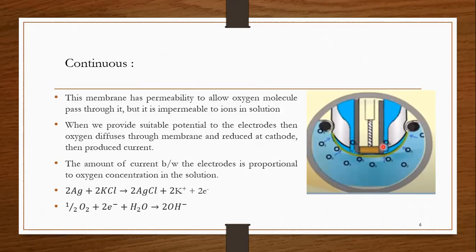So the amount of current identifies the concentration of oxygen in a solution. Here are the reactions which take place. This one is silver and KCl, potassium chloride. When potassium chloride reacts with silver, they form silver chloride, potassium ions, and negative charge. So the anode, with the help of the battery, transfers the negative charge to the cathode. In this way, oxygen takes the electrons from the cathode and converts into OH ions.